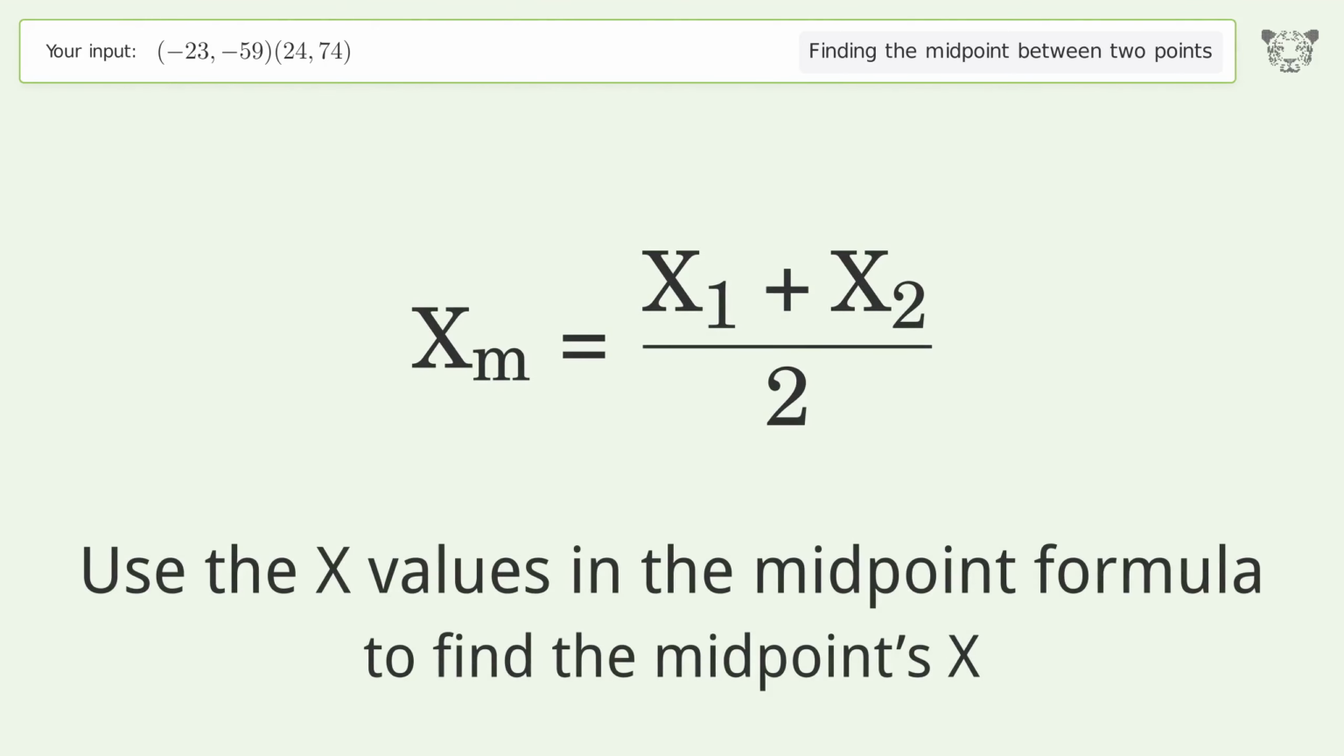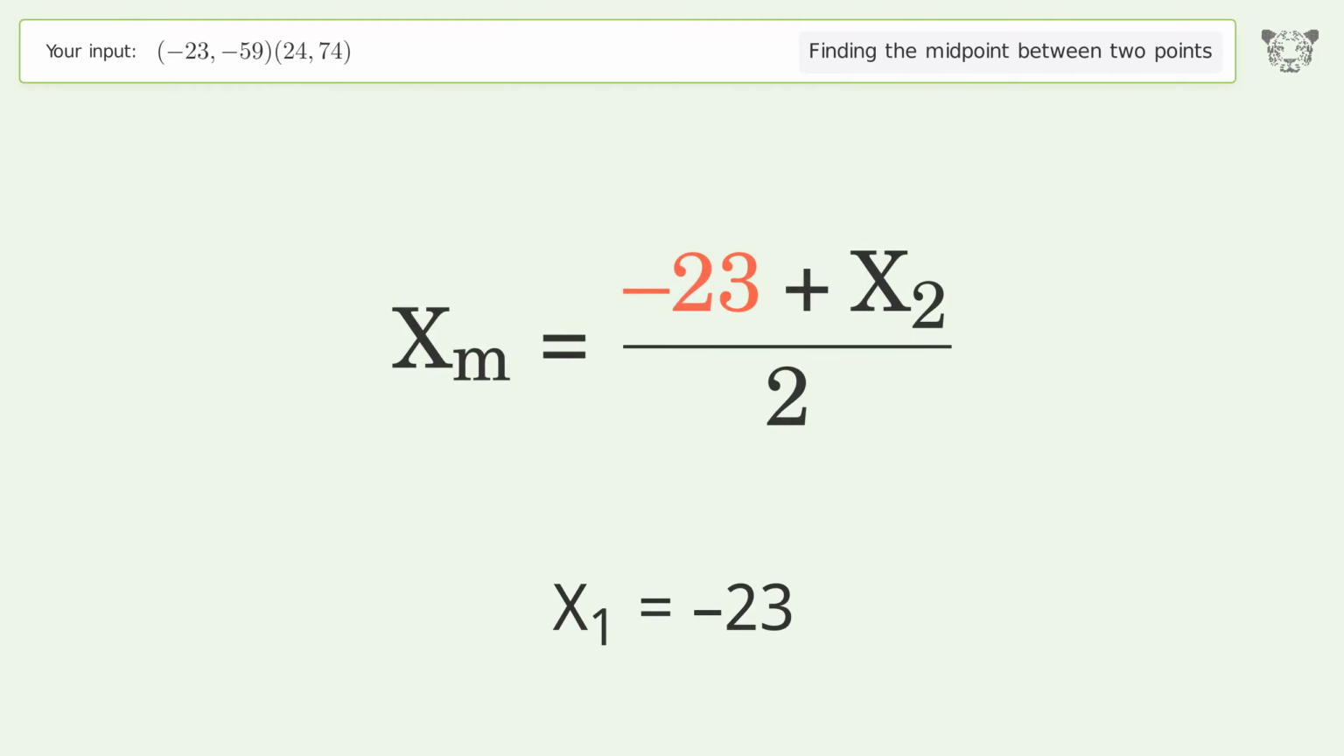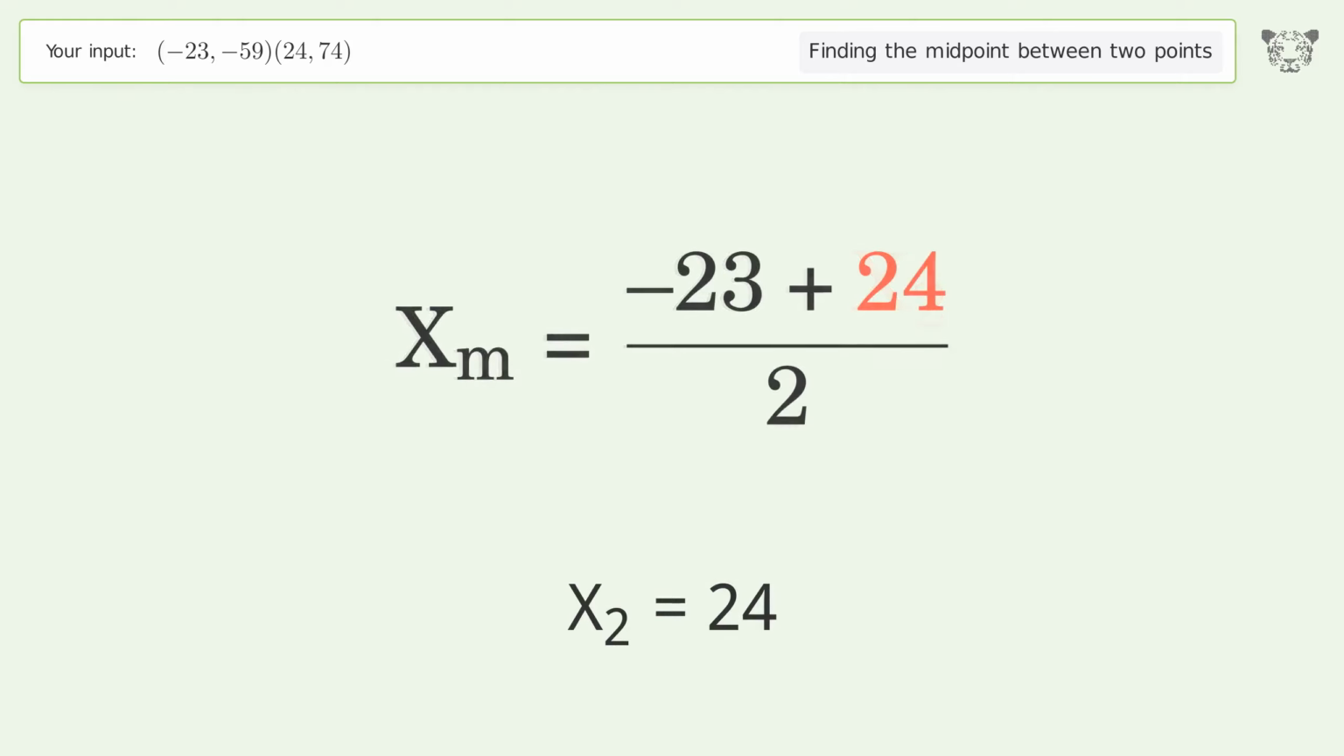Use the x values in the midpoint formula to find the midpoint's x. x1 equals -23. x2 equals 24. Simplify the arithmetic.